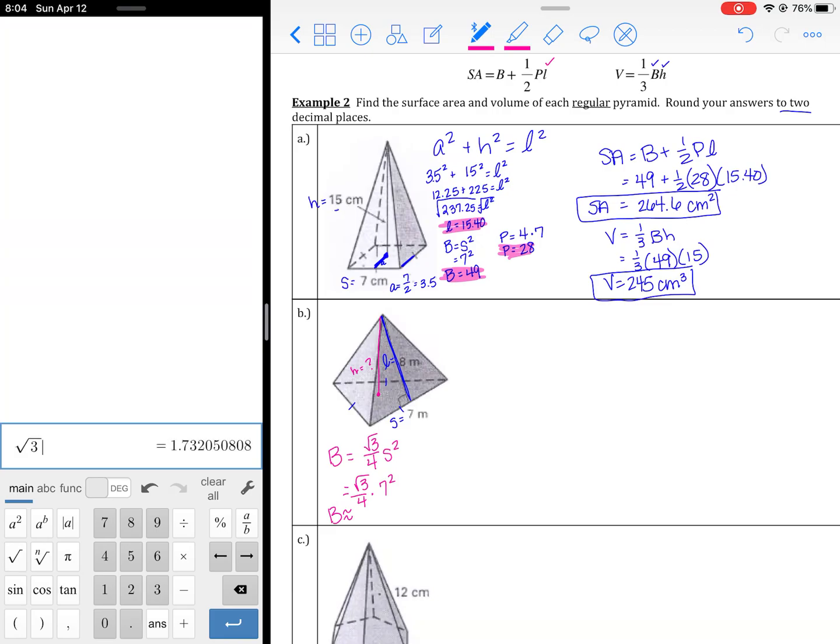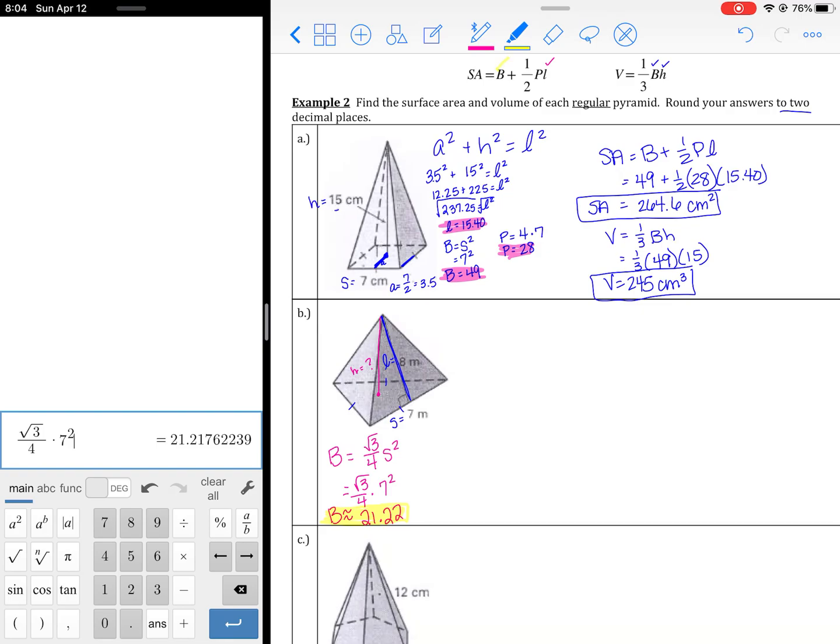So square root of 3 over 4 times 7 squared. And I'm going to go in and round it to 2 decimal places. So this will be 21.22. So once I'm ready, I have my base area now.